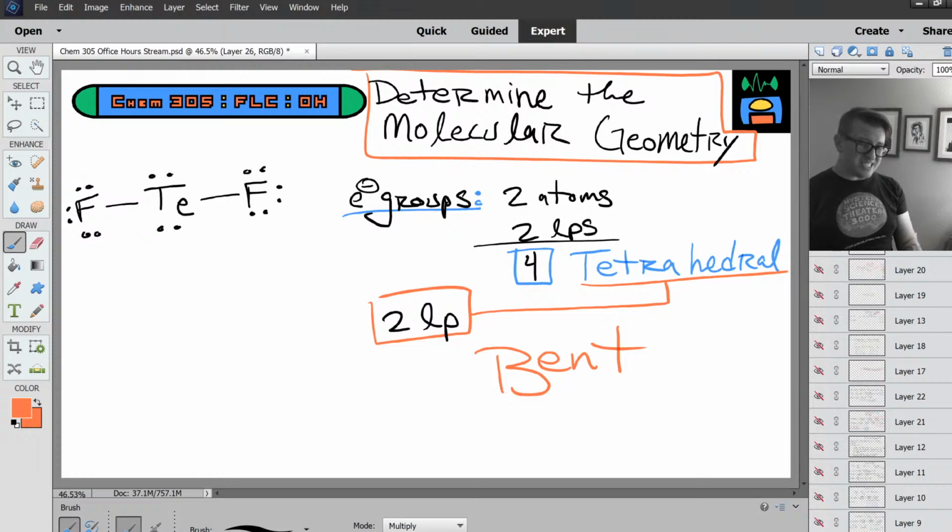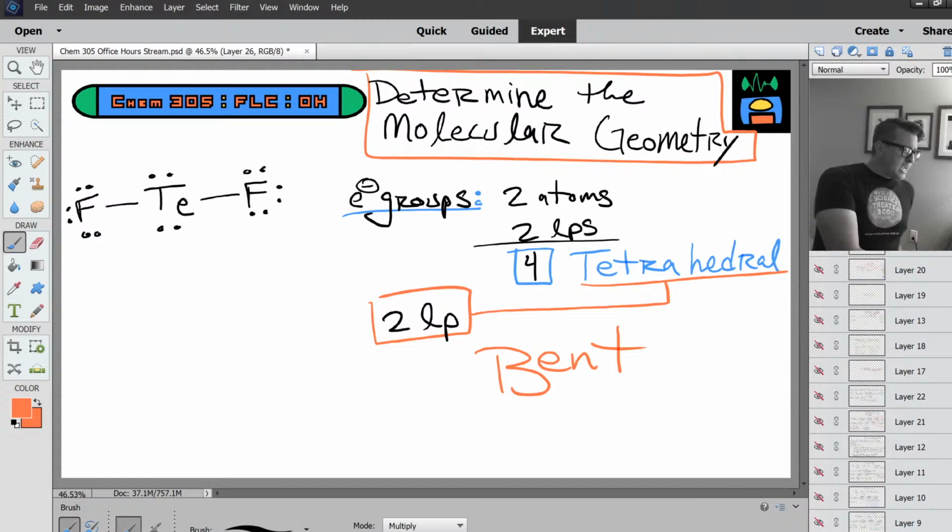All right, so this is kind of the process that you have to go through. You look at your molecule, you look at your central atom, look at the total number of electron groups, that's your electronic geometry, and then from that, figure out how adding lone pairs changes the molecular geometry. If there's no lone pairs, it'll be the same as the electronic. If not, it will change.